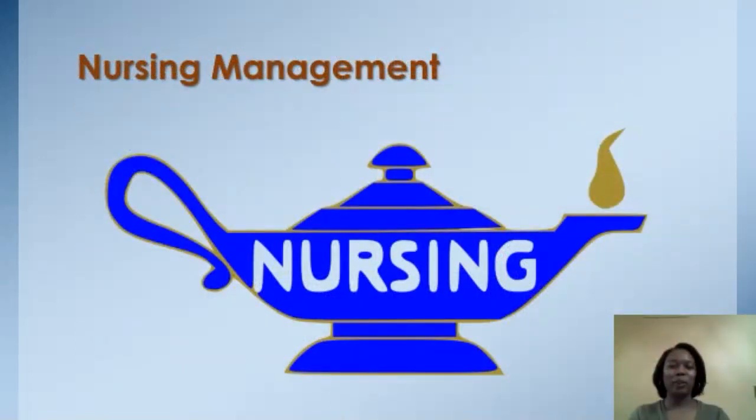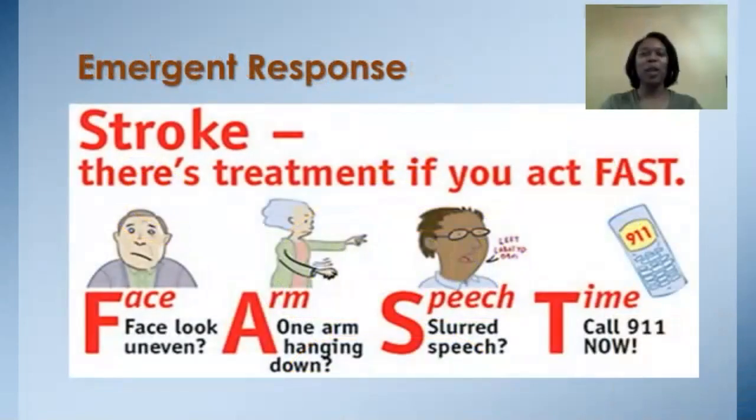Nursing management. So let's begin talking about nursing care and how we are going to care for our patient. Emergent response, stroke. There's treatment if you act fast. So this is an acronym, FAST, which gives us a reminder of the things that are vitally important for a stroke patient or a patient suspected of having a stroke, and helps us to do a very quick assessment.